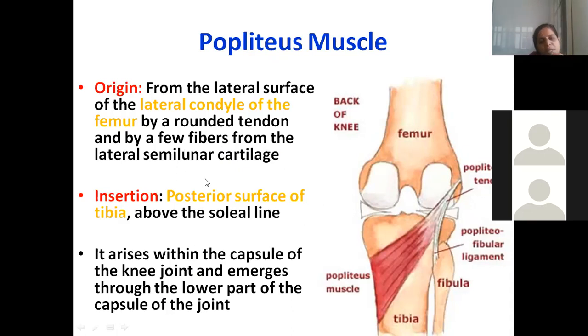Okay, these cartilages I told you about when I was discussing the lower end of the femur and the superior aspect of the tibia, and I am going to repeat them when I do the knee joint. Nothing to worry. Okay, where is the insertion? I told you, on the posterior surface of the tibia we have the soleal line, right? Above the soleal line we have the insertion of the popliteus muscle. It is arising within the capsule of the knee joint.